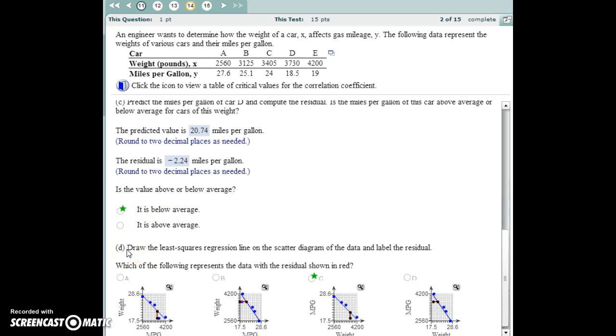And for the final part, pick the scatter diagram that fits the data, has the correct points and the correct line plotted.